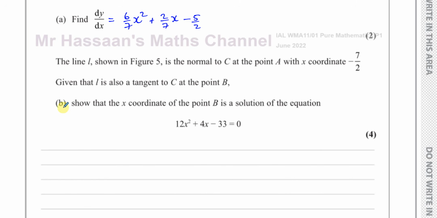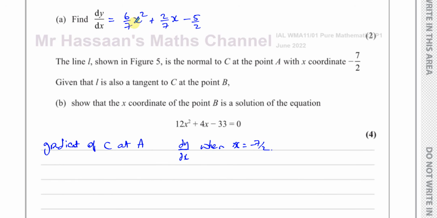So what I can say is that the gradient of the curve at A, the gradient of C at A, is going to be given by dy/dx. Now remember, this is the gradient function. When you differentiate a function, that gives you what's called the gradient function, which is dy/dx, when x equals minus 7 over 2. So if I find dy/dx when x equals minus 7 over 2, that's the gradient of C at A. That's the gradient of the curve at A.